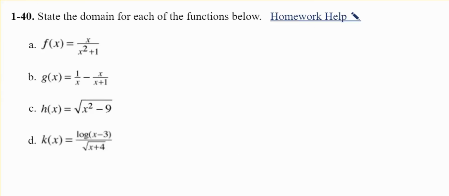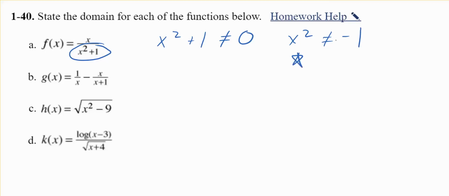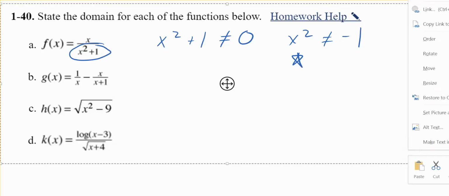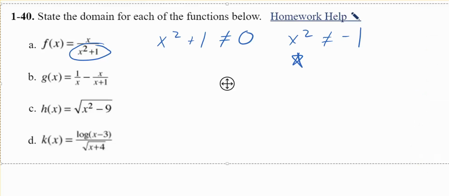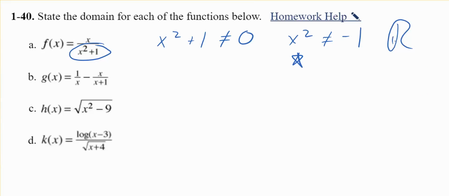All right, looking at number 40, talking about domains, we've got our ways to restrict domains. We've got fractions, square roots, and logs. So the first one is a fraction, and anything in the denominator cannot be equal to 0, can't divide by 0. But in this one, when we subtract that 1 over, we know that x squared can never be equal to -1 anyway. So the domain of that guy there is going to end up being all real numbers.